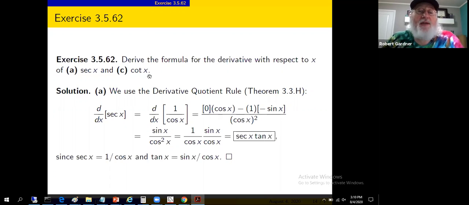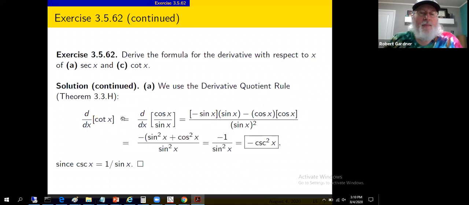How are you going to do cotangent? Probably awfully similar to the way we differentiated tangent. I'll write it as a quotient and use the quotient rule. Well, let's do that. Cotangent is cosine over sine. Quotient rule: derivative of the numerator, derivative of cosine is negative sine, times the denominator, sine, minus the numerator, cosine, times the derivative of the denominator, derivative of sine is cosine, divided by the denominator squared.